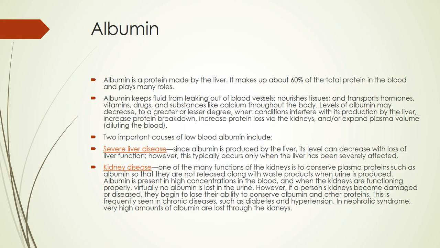So albumin. Albumin is a protein made by the liver. It makes up about 60% of the total protein in the blood, and it plays many roles. Albumin keeps fluid from leaking out of blood vessels, nourishes tissues, and transports hormones. It also transports vitamins, drugs, and substances like calcium throughout the body. Levels of albumin may decrease to a greater or lesser degree when conditions interfere with its production by the liver, increased protein breakdown, increased protein loss via the kidneys, and expanded plasma volume, which is diluting the blood.